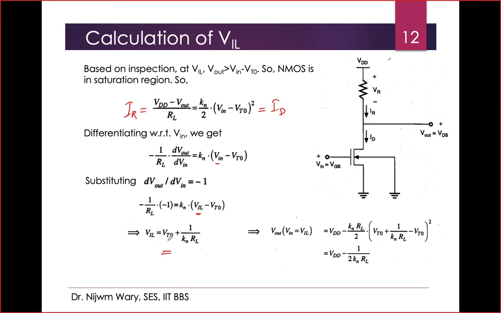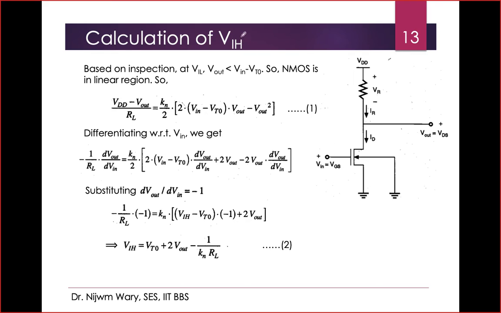So VIL is equal to VT0 plus 1 by Kn into RL. This is the expression of my VIL. And of course, if I substitute this VIL in the previous equation, I can find the output voltage whenever my input is VIL. Using this simple expression, I can find what my output voltage is when my input is VIL.